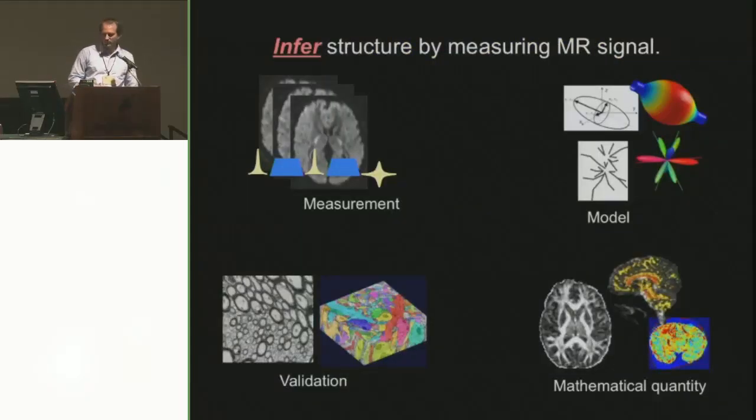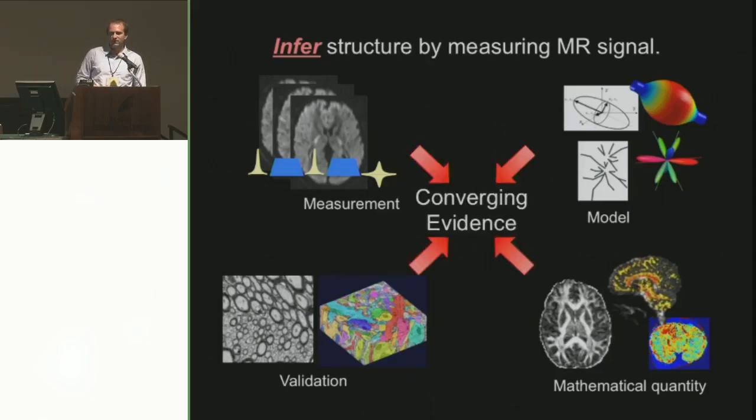So I'm going to start with the take-home message. Again, you've heard this over and over today, but we're inferring structure from our measurements. And so really this takes, as you heard, a process everywhere from the measurement to the model to the mathematical quantity or physical quantity that we're trying to represent, all the way through validation. And it really takes converging evidence for us to really understand what's going on at the microscopic level.